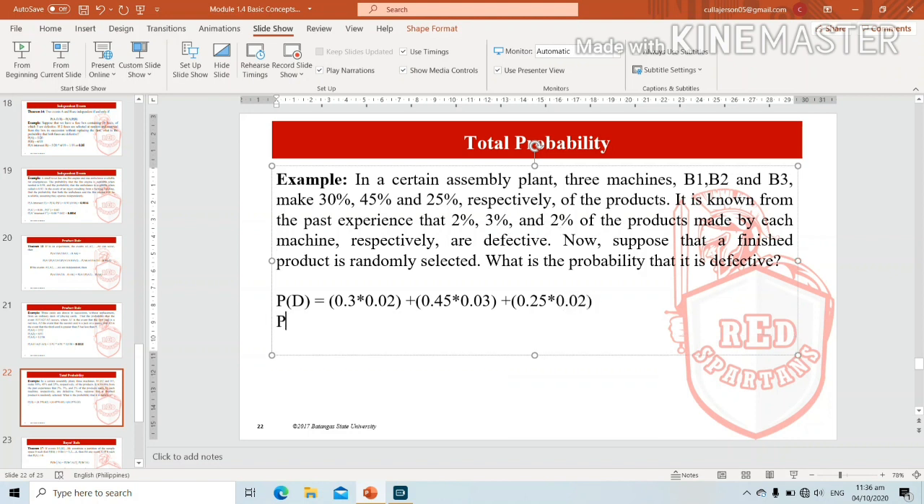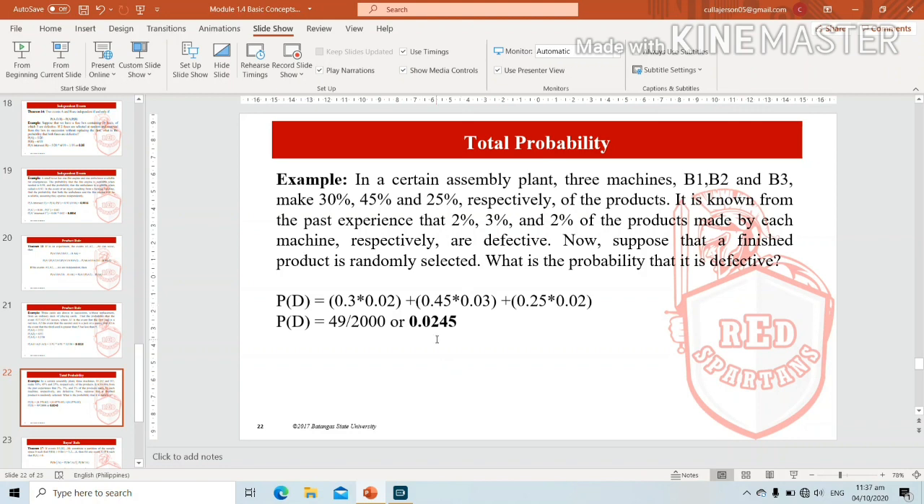So, yan na yung ating total probability. Kukunin lang natin yung summation. 0.3 times 0.02 plus 0.45 times 0.03 plus 0.25 times 0.02. Answer natin is 49 over 2,000 or 0.0245. So, yan yung ating total probability or probability na siya ay defective yung product.